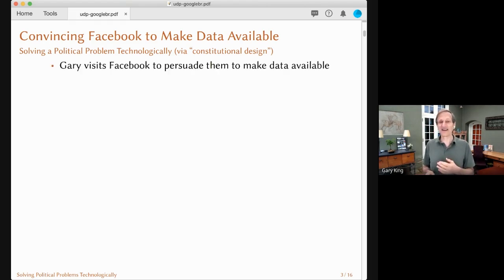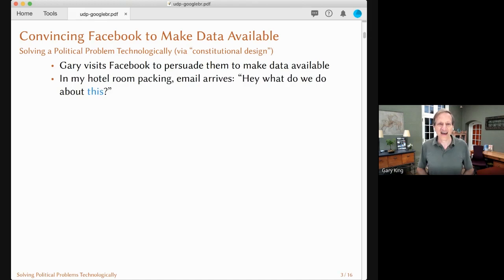So I'm out visiting Facebook, and I've visited them lots of times before over a lot of years, trying to convince them to make data available. It doesn't usually go well, but it was worth a try.